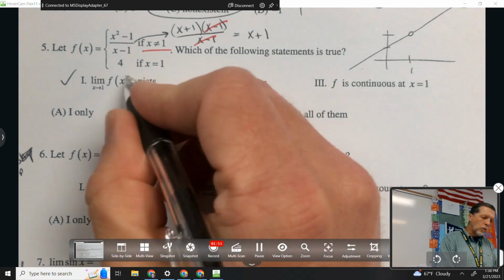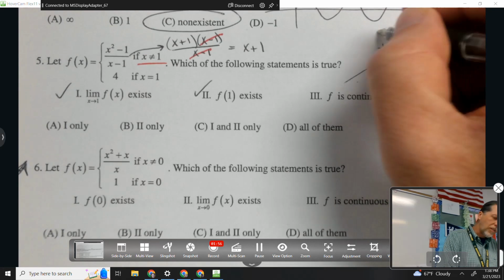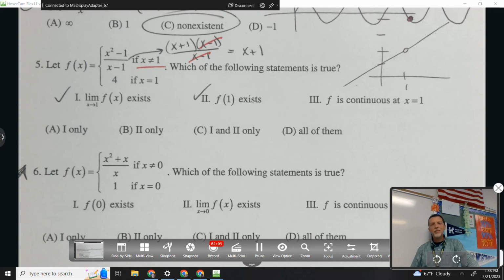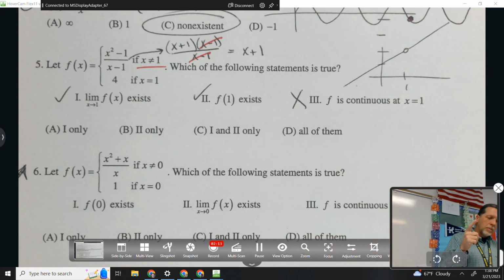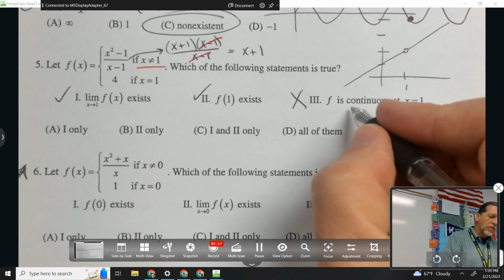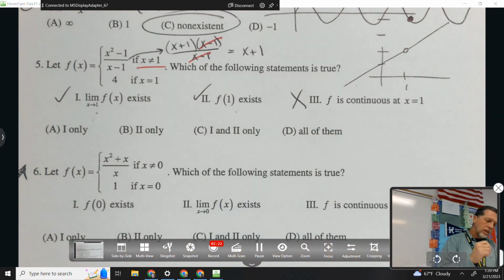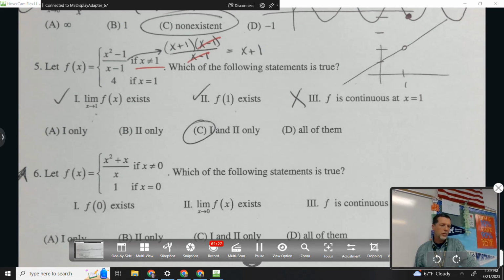F of 1 is 4. That definitely exists. The number 2 is definitely true. 3 is not true. It is not continuous. There's an obvious hole. Because for continuity to work, the limit exists, the function exists, and they're equal to each other. So the test for continuity is limit exists, function exists, and they're equal to each other. So 1 and 2 are true for this statement, but 3 is not true.